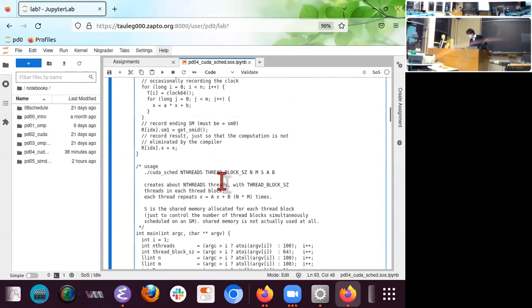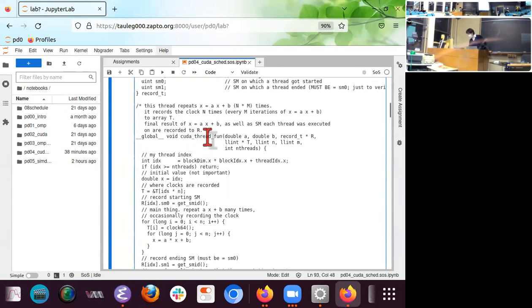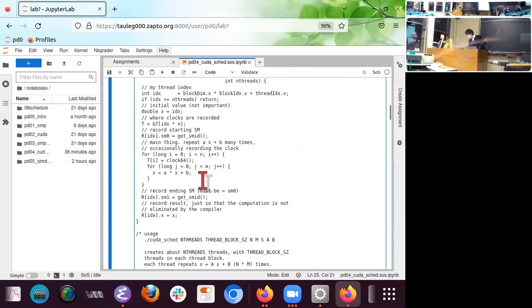Let's look into this CUDA thread function, and how these two parameters are used. Each of these threads is basically doing this loop. It simply repeats so many times, in total n multiplied by m times. That's this simple multiply and add operation. And it is also taking the clock from time to time.